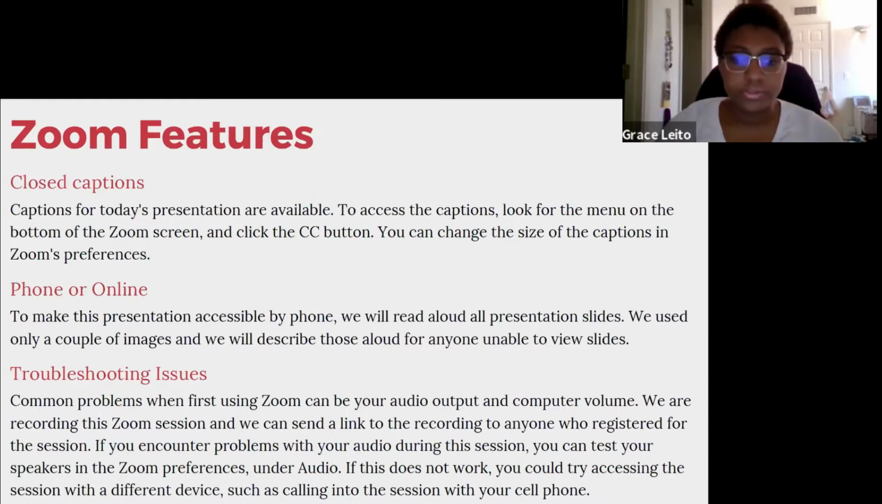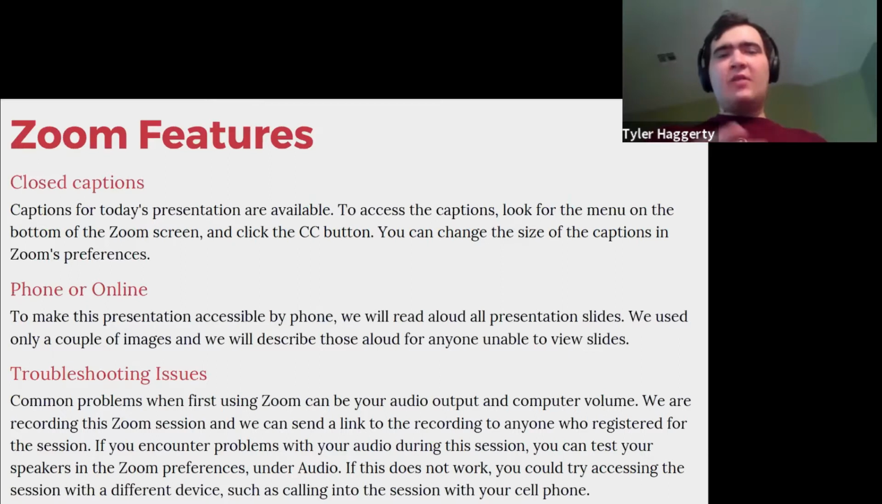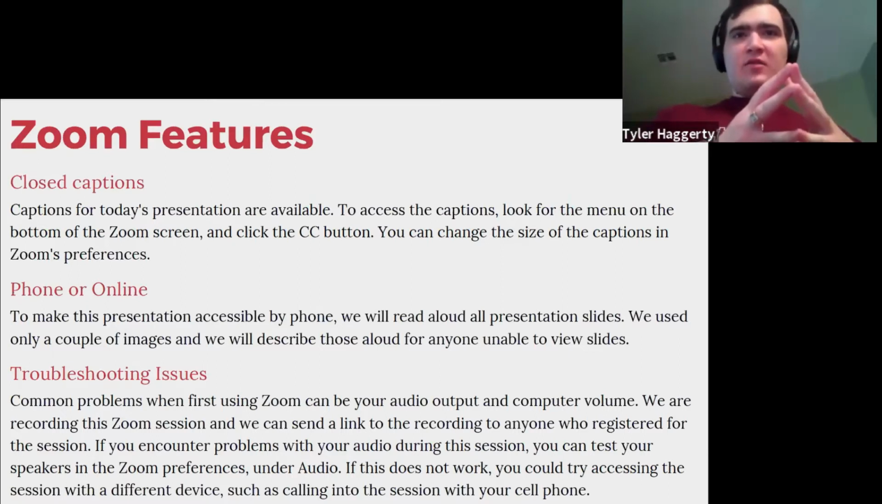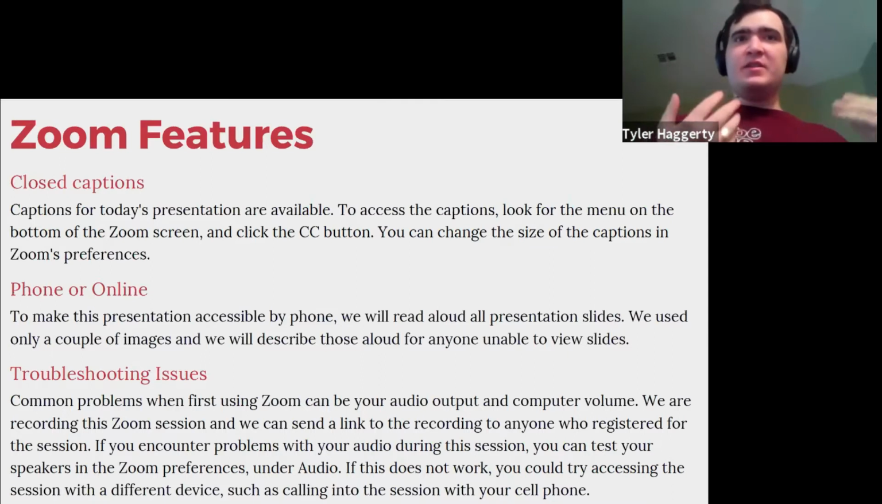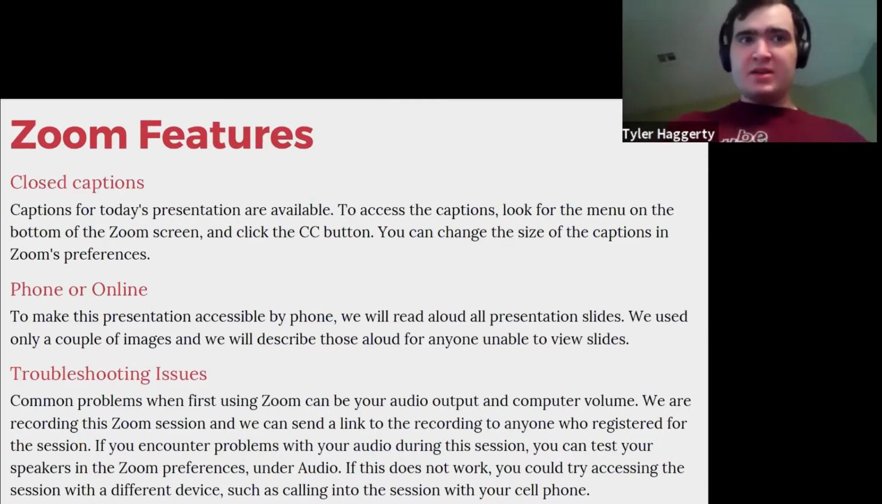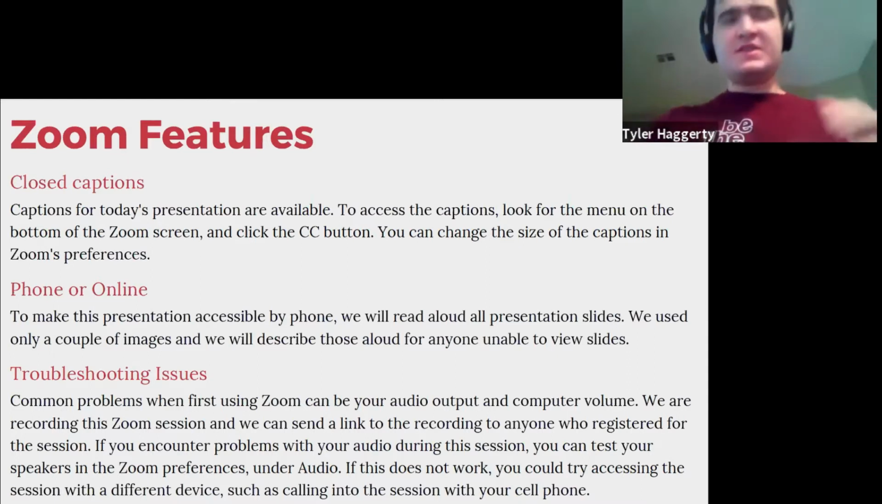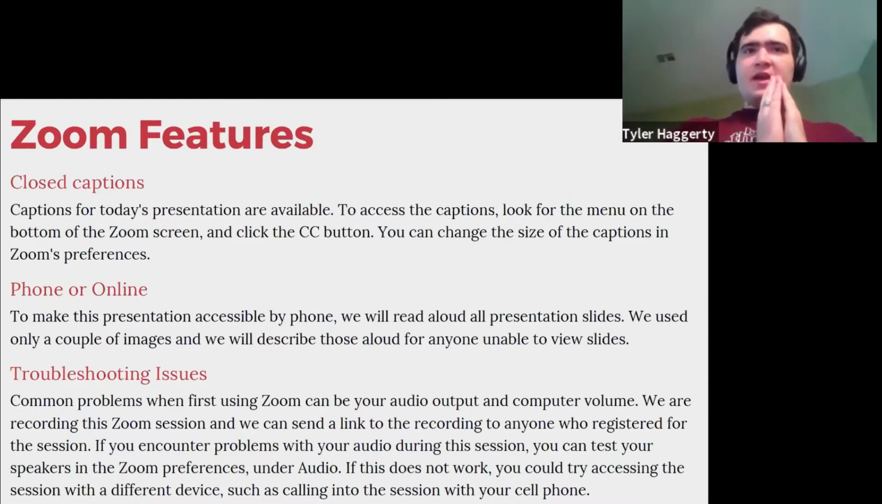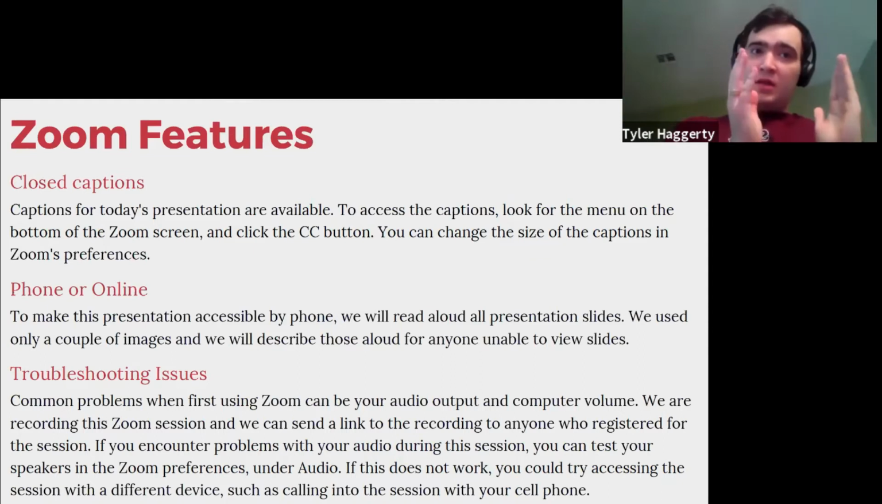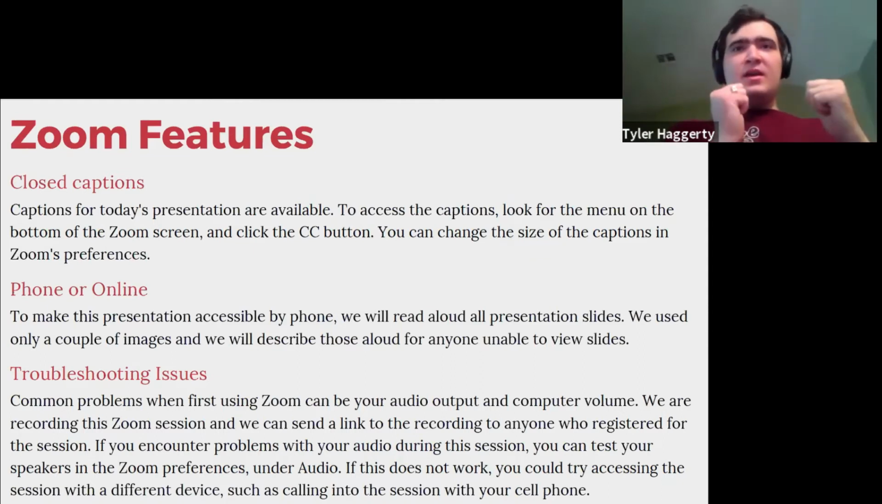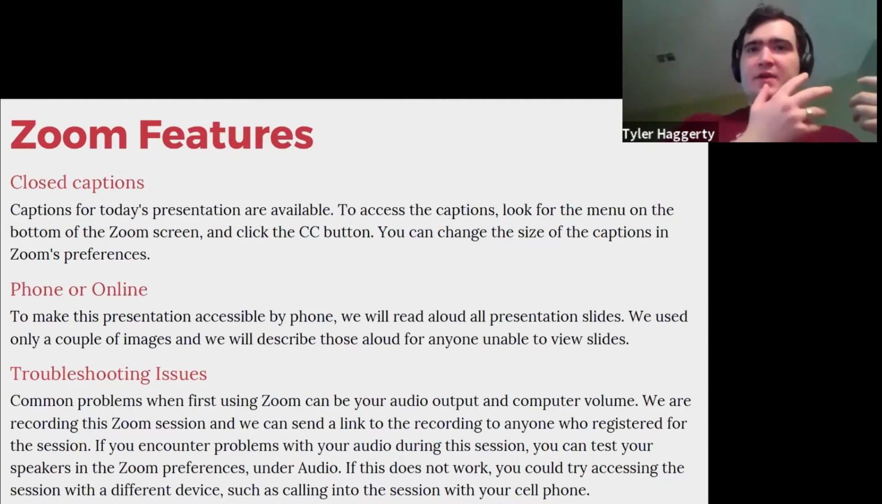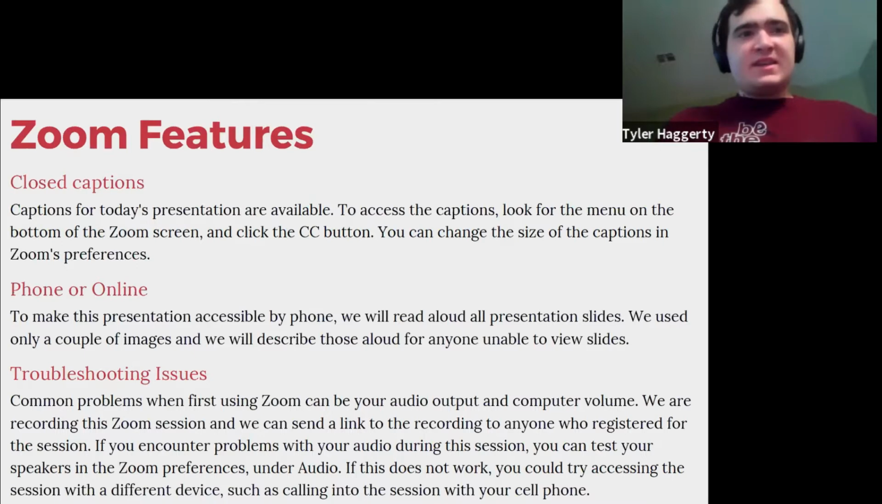Troubleshooting issues, common problems when first using Zoom can be your audio output and computer volume. We are recording this Zoom session, and we can send a link to the recording to anyone who registered for the session. If you encounter problems with your audio during this session, you can test your speakers in the Zoom preferences under audio. If this doesn't work, you can try accessing the session with a different device, such as calling into the session with your cell phone. You can also use the chat option if you're having troubles with audio.